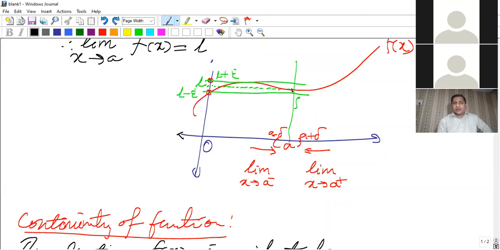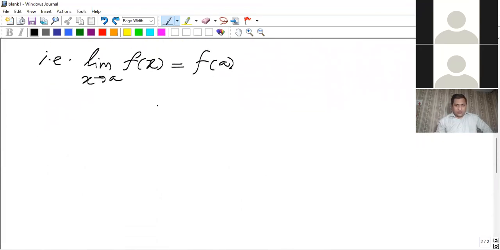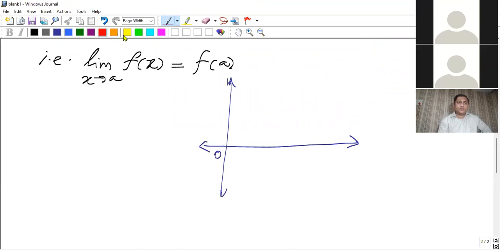Okay, so it becomes f of a. So how are we able to draw the graph for this? For any function, we can have the graph like so: this is the x-axis, this is going to be the y-axis, this is the origin, and you have any function. So this is f of x, and we have a point a here.